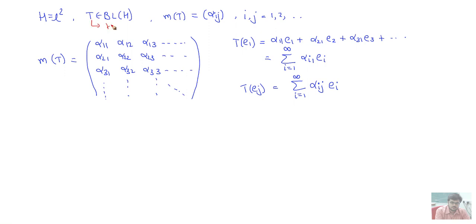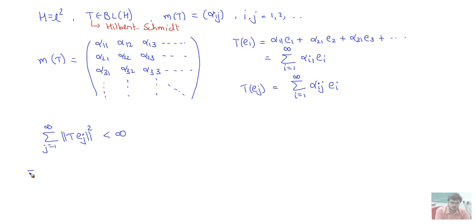Now let us check: suppose we take T to be a Hilbert-Schmidt operator. Then what will be the condition on these coefficients? If T is Hilbert-Schmidt, what we know is that the summation j equals 1 to infinity of norm of T e_j, where e1, e2 and so on is an orthonormal basis, is convergent. The sum is finite if it is Hilbert-Schmidt.